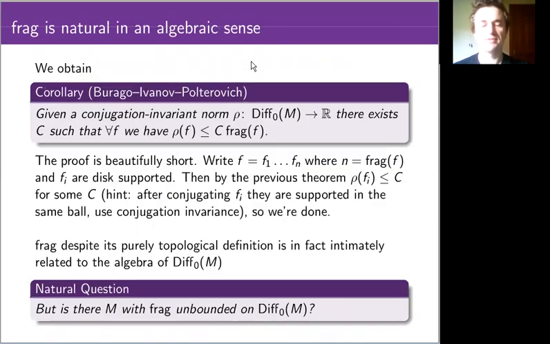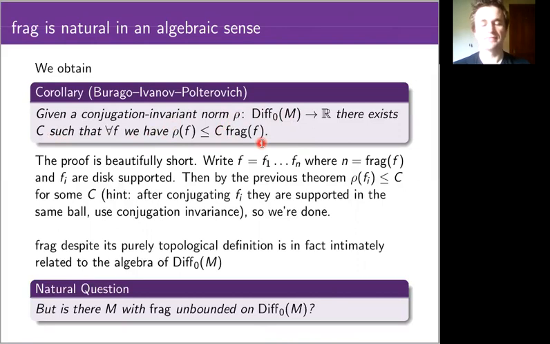So the fragmentation norm is quite mysterious, but it is in fact natural in an algebraic sense. So these conjugation invariant norms, these can be algebraically defined. So it's an algebraic notion for a group. But it turns out that for any conjugation invariant norm on Diff-naught, there's always some constant c such that rho of f is at most c times frag f. So this algebraically defined thing turns out to be coarsely bounded from above by this topologically defined thing. That's a really nice corollary from the previous theorem.